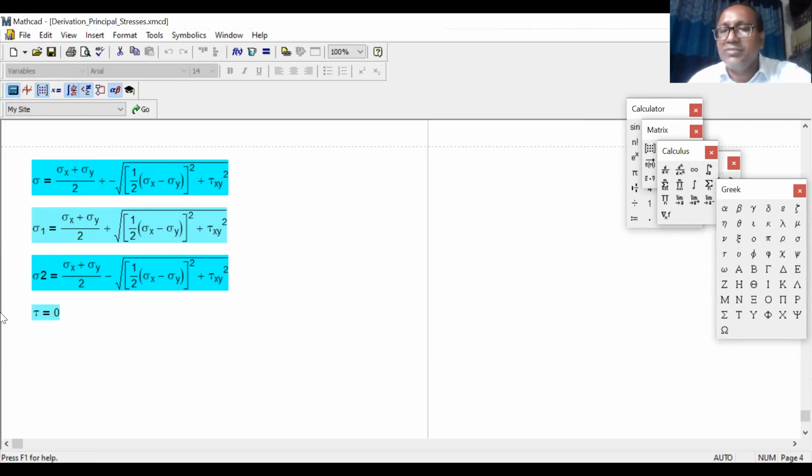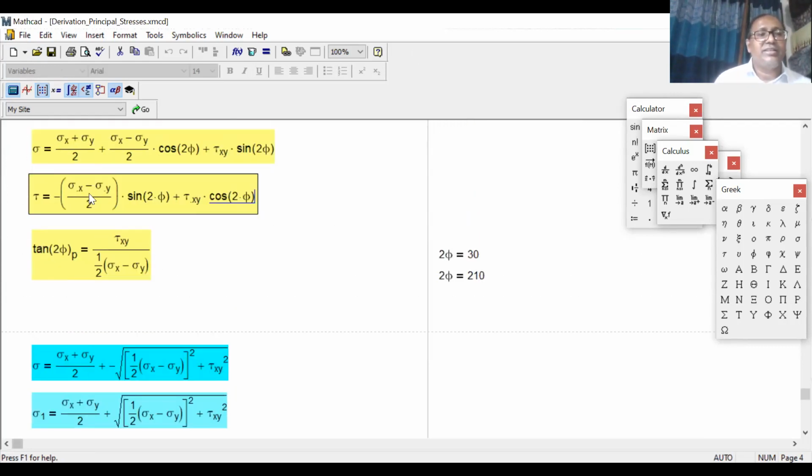And what is the shear stress? You cut at a plane where shear stress will be maximum and sigma will be sigma average. How can we prove it? What is our mother equation for shear stress? You see, this is our mother equation for shear stress.